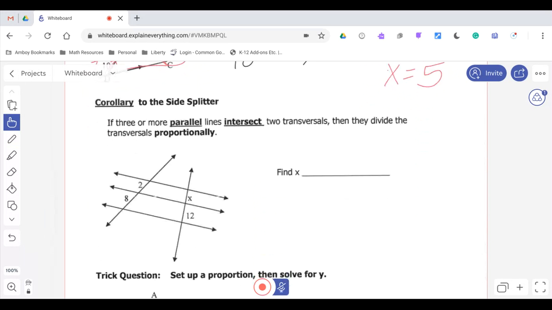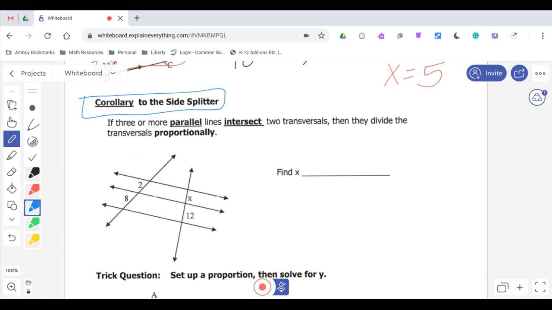Which is our corollary to the side splitter. So in math, a corollary is like, oh, by the way, because this thing is true, this other thing is also true. Like, it's just a little nugget of truth added on at the end. So if 3 or more parallel lines intersect two transversals, then they divide the transversals proportionally.